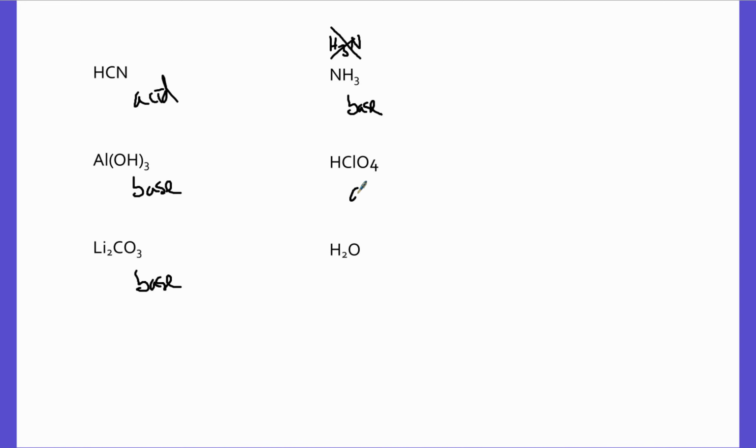Otherwise, this is an acid because the hydrogen's in front. Water is an acid, but water is also a tricky one, right? If you see water on the quiz we do, water is technically an acid and a base. It's a special kind of compound that can be both. There are actually a lot of examples of amphoteric compounds like water that can be both acids and bases, but you're not going to have to memorize many of those.